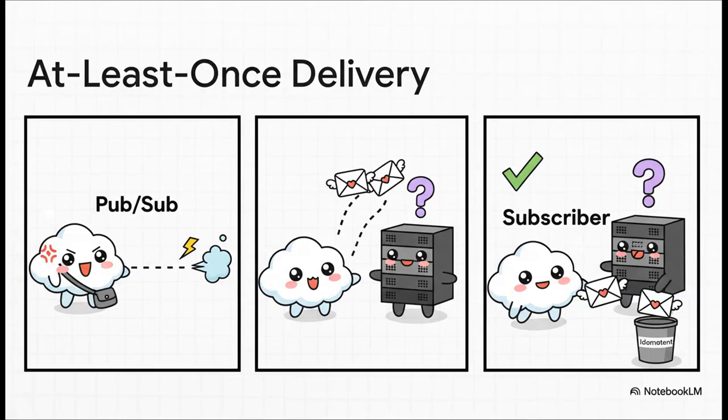Now, this is a really important point for any developer using this. Pub Sub guarantees at least once delivery. That means it will bend over backwards to make sure your message gets delivered. But sometimes, maybe because of a network hiccup, that might mean sending it more than once. So your application has to be designed to be idempotent, which is just a fancy way of saying that processing the same message twice won't cause any problems.